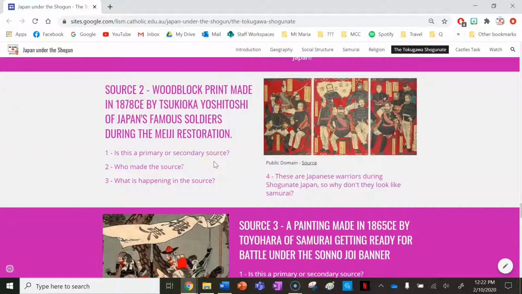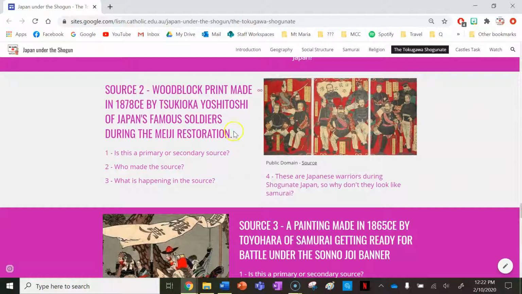Source 2 is a woodblock print made in 1878 by Tsukioka Yoshitoshi of Japan's famous soldiers during the Meiji Restoration. So number 1, 2, and 3, is this a primary or secondary source? Who made the source and what is happening in the source? And then number 4, these are Japanese warriors during Shogunate Japan. So why don't they look like samurai?